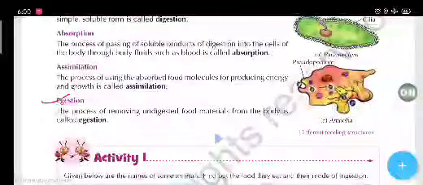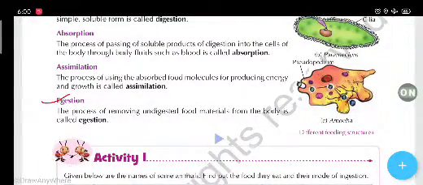After the assimilation process, there is egestion. Egestion means after assimilation, the extra substances, the waste material, should be removed from the body. So in the definition we can write: the process of removing undigested food materials from the body is called egestion.